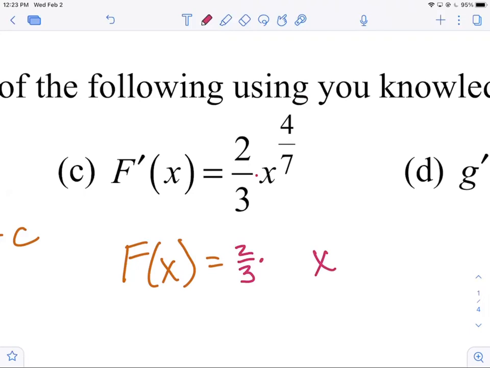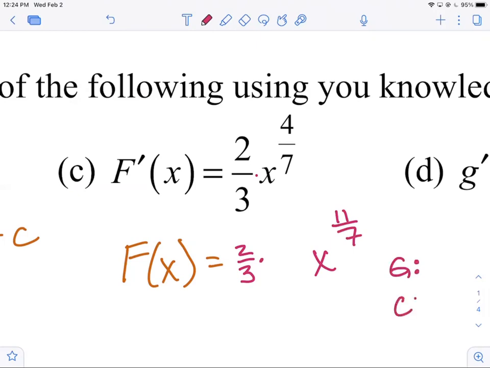If we have a 4/7 in the derivative, we know then that before we took the derivative, it had to be 1 degree bigger, right? Because when we do the power rule, by taking the derivative, we subtract 1. So I know it had to be 1 value larger. Well, what's 4/7 plus 1? That's 4/7 plus 7/7, which is 11/7. Now, this could be your guess. I'll just put a G for guess.